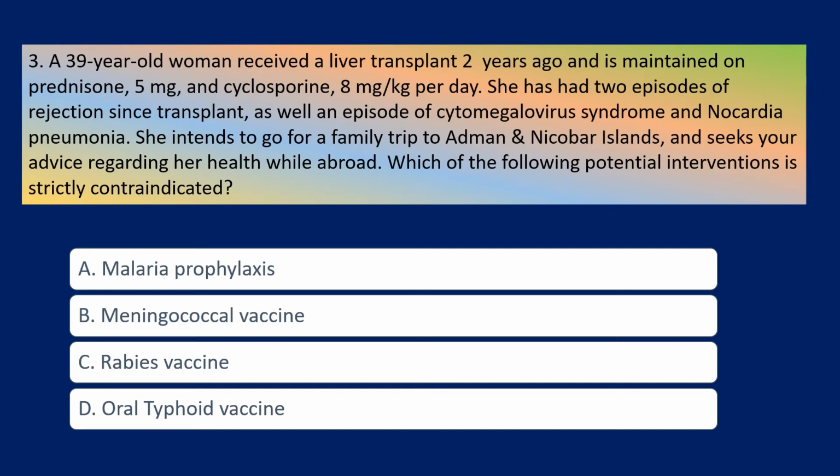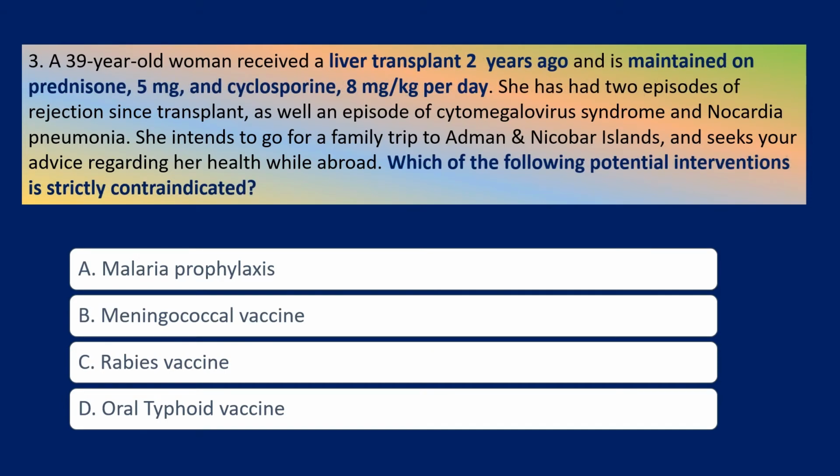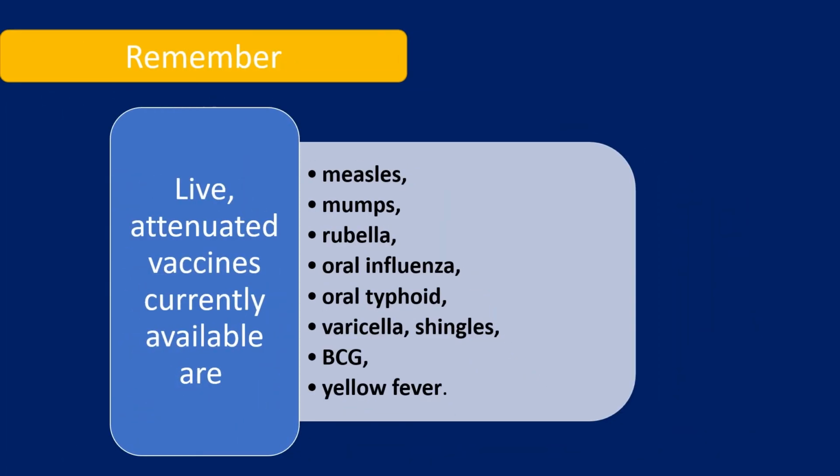So this question is about the vaccination and the prophylaxis, and which is the contraindicated one. Remember that live attenuated viruses are generally contraindicated as vaccines for an immunocompromised host for fear of vaccine-induced disease, because this patient is post-liver transplant and on intense immunosuppression. That is the reason we have to be very careful not to give live attenuated virus based vaccines. So in this example, you should avoid all the live attenuated vaccines: measles, mumps, rubella, oral influenza, oral typhoid, varicella, shingles, BCG, and yellow fever.